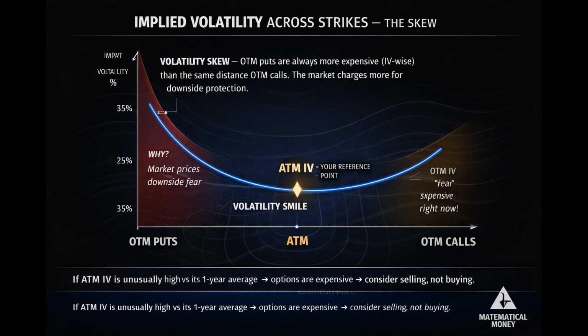What matters for you as a beginner is the at-the-money implied volatility. It gives you a quick read on whether options across the board are cheap or expensive right now. If the at-the-money IV on Apple is 30% when it normally trades at 22%, options are unusually expensive, which is a reason to consider selling rather than buying. We cover this in the strategy videos.